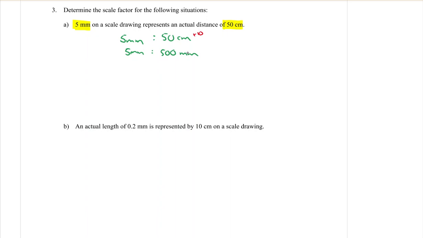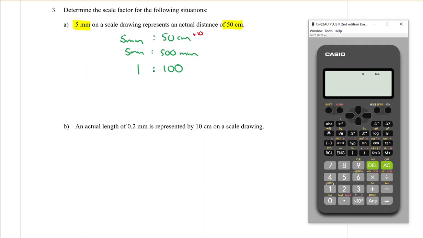Yes, Noah? 5, perfect. 5 divided by 5 goes once, and 500 divided by 5 is 100. Okay, so that would be the scale factor that you would put on your scale drawing if they were the measurements you were using. Remember that you can use your calculator to simplify ratios if you need to. You just type in 5 over 500 and press equals, and it gives you the simplified fraction 1 over 100. You just have to remember to write it as a ratio again. Don't write it as a fraction.